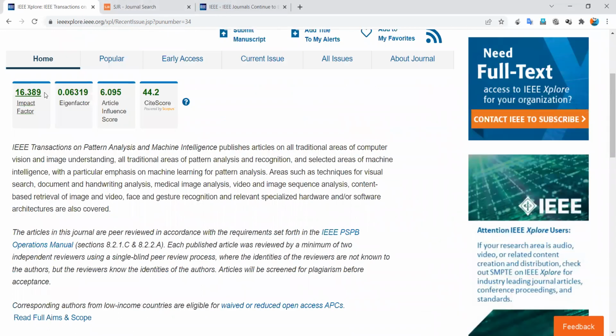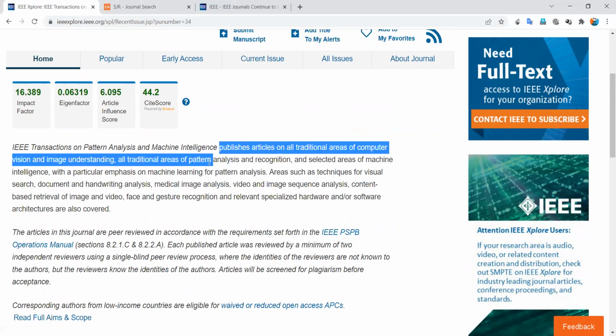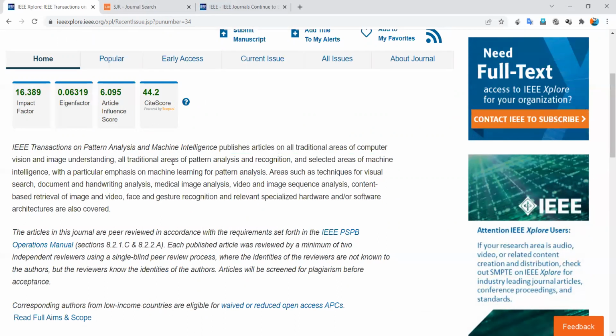At the homepage you can see these different metrics, and in total, if you don't want to delve into much detail, then just focus on impact factor. Now the second thing is the aim and focus. Here you can see that this particular transaction focuses on publishing articles related to all traditional areas of computer vision and image understanding. The traditional areas of pattern analysis and recognition include so many other subdomains and subtopics.